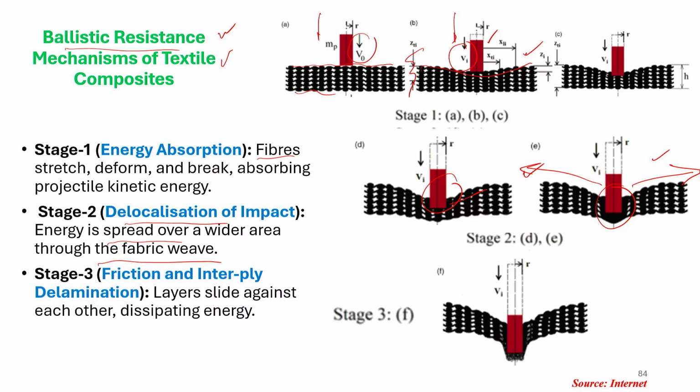And the third stage is that friction and interply delamination take place. When the force is very high, the layers slide against each other, because the composite is made of multiple layers. Due to the very high force, the remaining energy will be absorbed by the delamination.